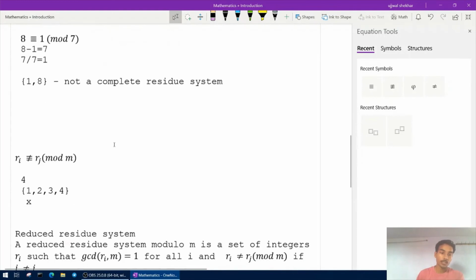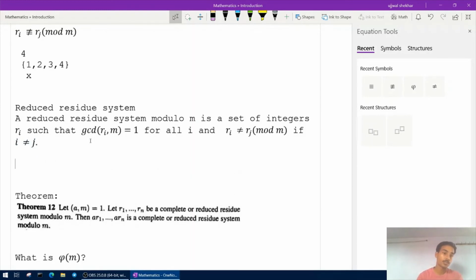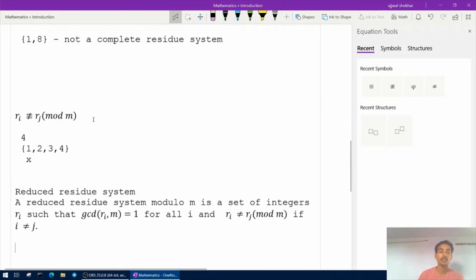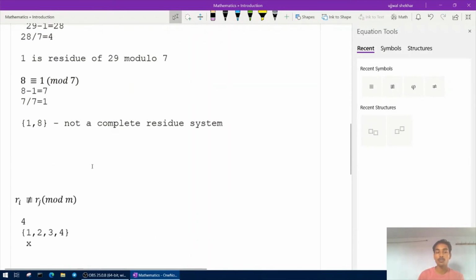So this is a complete residue system. The other one is reduced residue system. This is an extension of complete residue system. The only thing you have to make sure is that if you have to find a reduced residue system, just find the complete residue system and pick all those numbers.